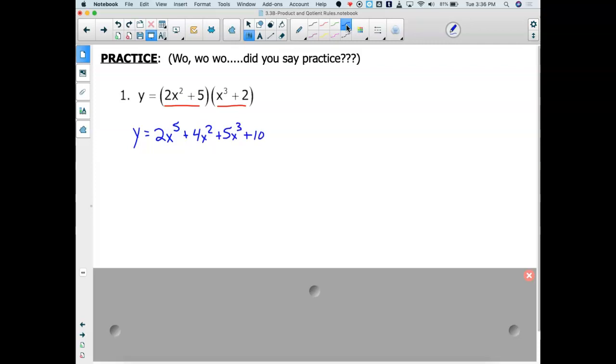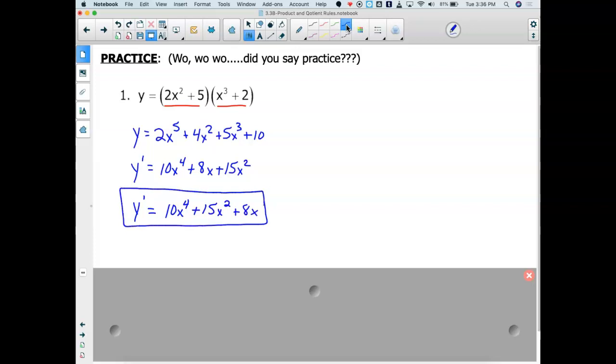And I could redefine it as a big ugly polynomial and say, y prime, my derivative, is 10x to the fourth plus 8x plus 15x squared. And I would never leave it that way. I hope you would never leave it that way because it's not in descending order. It's 10x to the fourth plus 15x squared plus 8x. That is the appropriate way to write things in math, descending order. Does that mean the product rule doesn't work? This is without product rule.